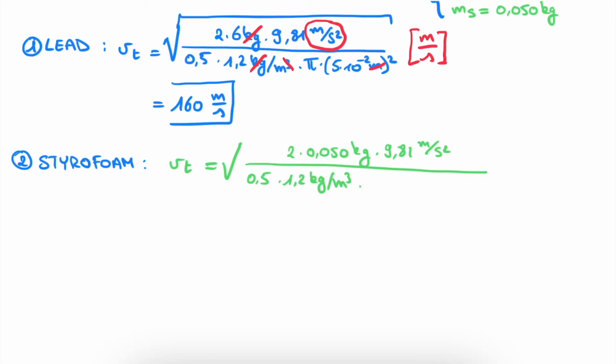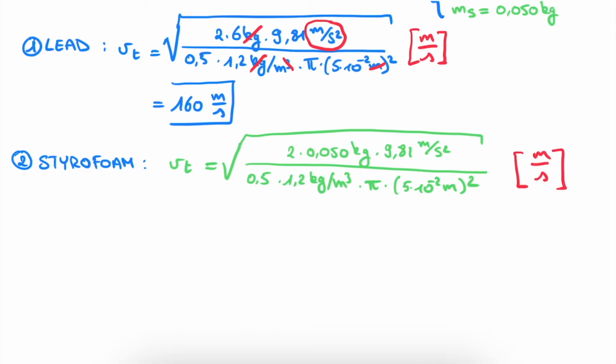cross-sectional area, which is of course equal between the two balls, because otherwise this would be a quite lousy experiment. So this becomes pi multiplied by 5 times 10 to the power of minus 2 meters, which is 5 centimeters, and we square this to get the area of the cross-section. And we complete the square root. The units, of course, will be again the same. We are not going to check that again, which will be meters per second. And so if we calculate this terminal velocity, we will get approximately 14.77 meters per second. And this is more than 10 times slower than the terminal velocity of the lead ball.